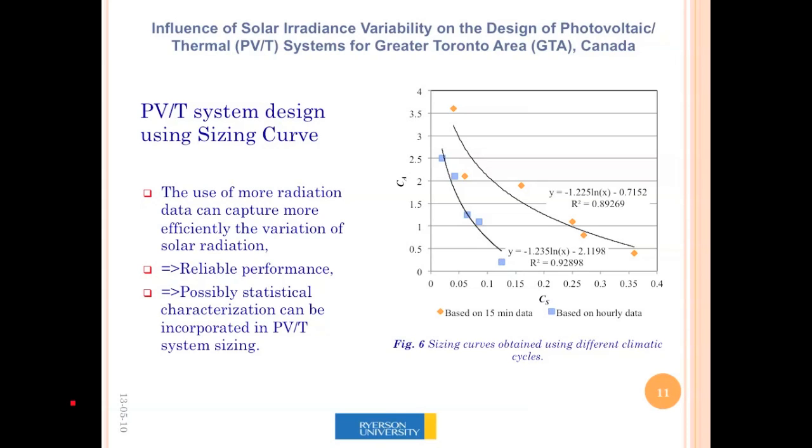These are two sizing curves which we compare. One is based on data collected every 15 minutes, and the other is based on hourly data. So you can see that you have two different sizing curves. This shows that having a smaller time interval gives you a different sizing curve, so you can have a better design. We think that designs based on this sizing curve give you a more reliable power supply for the demand.